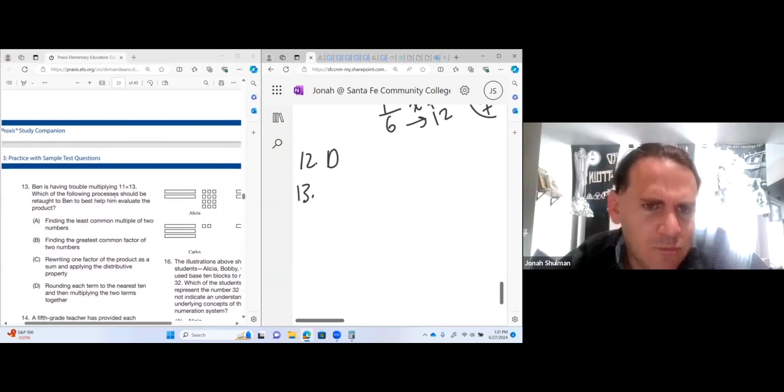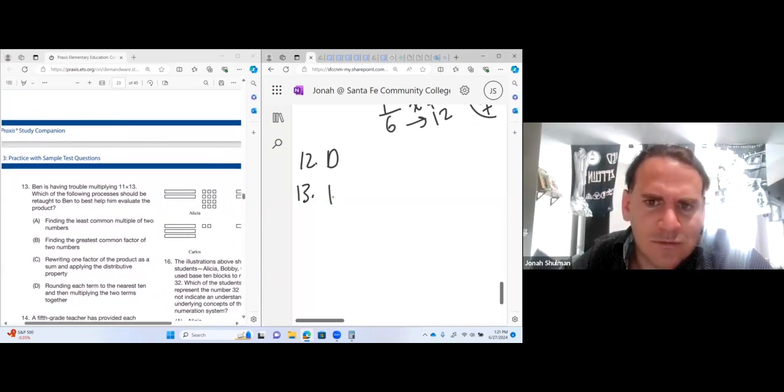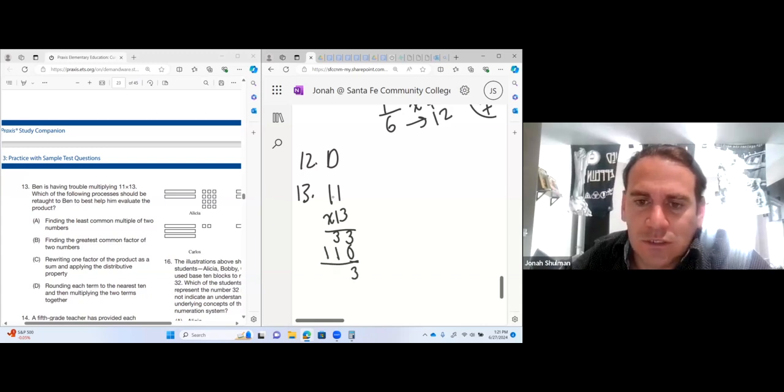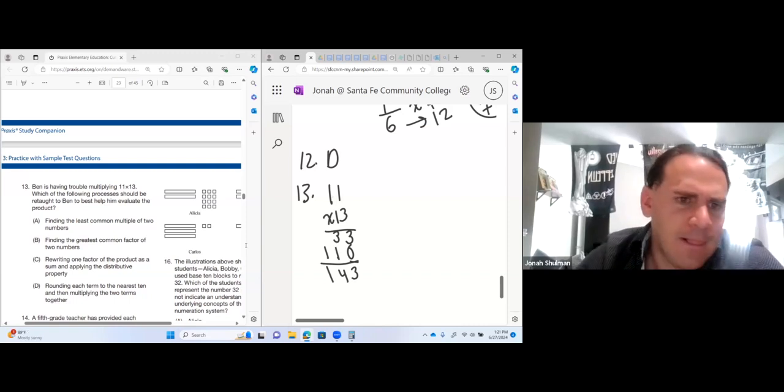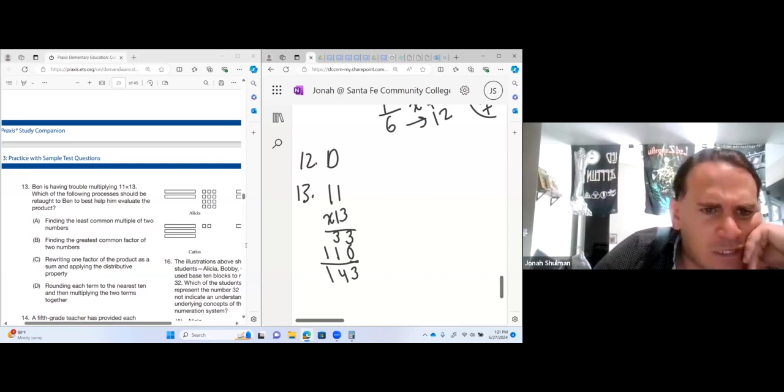Ben is having trouble multiplying 11 times 13. So 11 times 13. 3 times 1 is 3. 3 times 1 is 3. Then we have a 0 for a placeholder. 1 times 1 is 1. 1 times 1 is 1. Our correct answer is 143. Which of the following processes should be taught to Ben to help him evaluate the product?